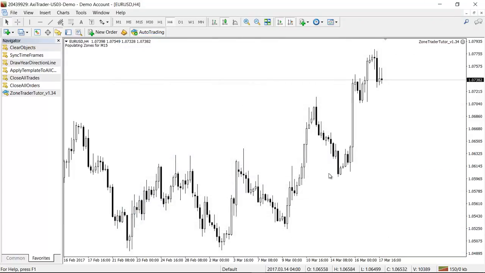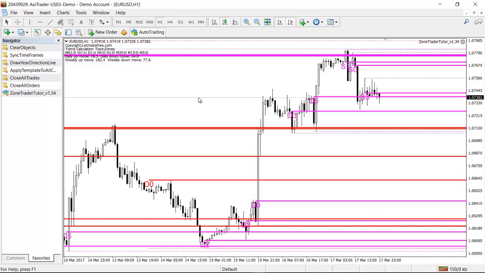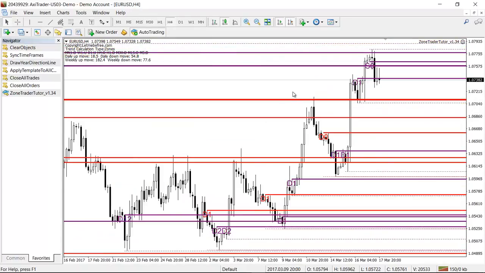A second to calculate, and we will see the red lines for the daily and the purple lines for the H4. We go to H1, you see the magenta lines and still the daily on the chart, so the daily will be there right through these lower time frames. Now this is obviously a little bit cluttered to say the least.